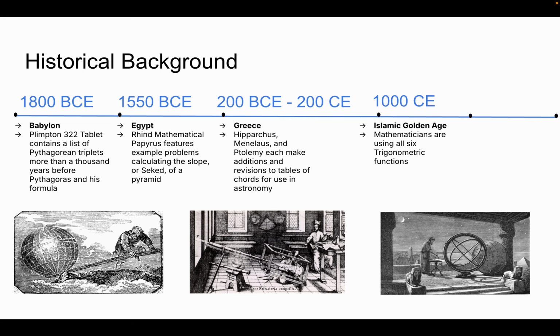Then during the Islamic Golden Age, scholars introduced the six main trigonometric functions which are still in use. By the 18th century, trigonometry had become a part of formal academic study, including textbooks which were published in England.